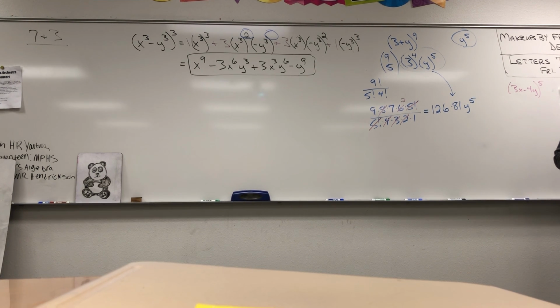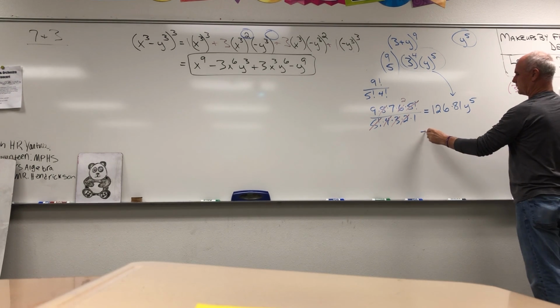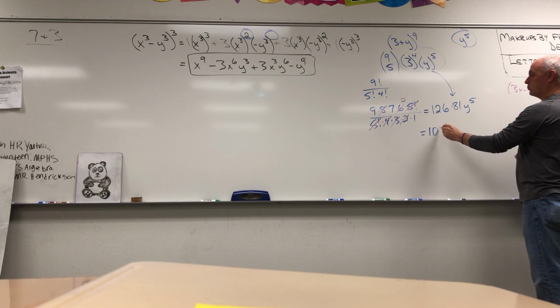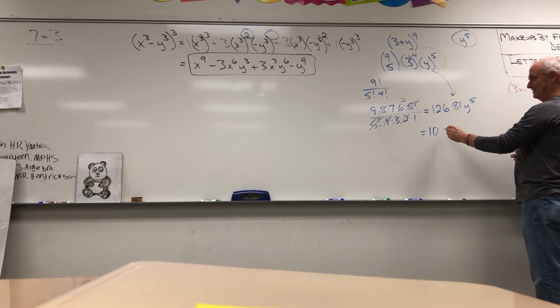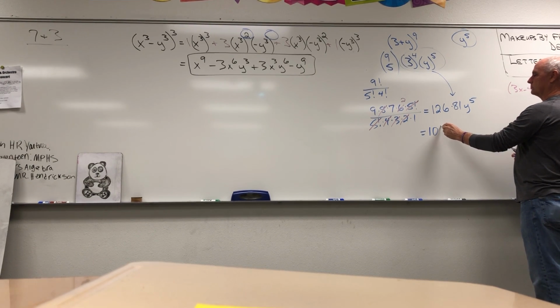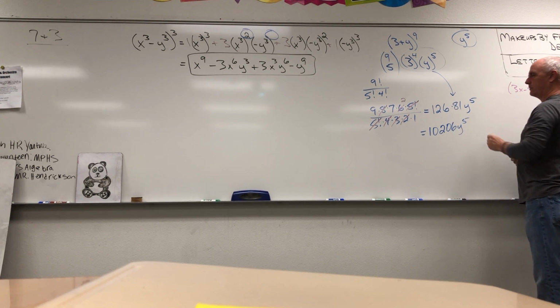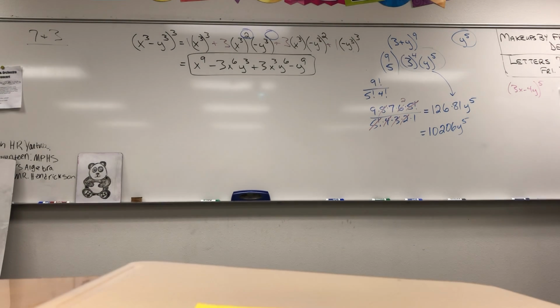Now do you think we're done? No. 126 times 81. It's got to be right about 10,000, doesn't it? Hold on, 10 what? We're allowed to multiply two numbers together? Sure. Oh yeah, you're right.